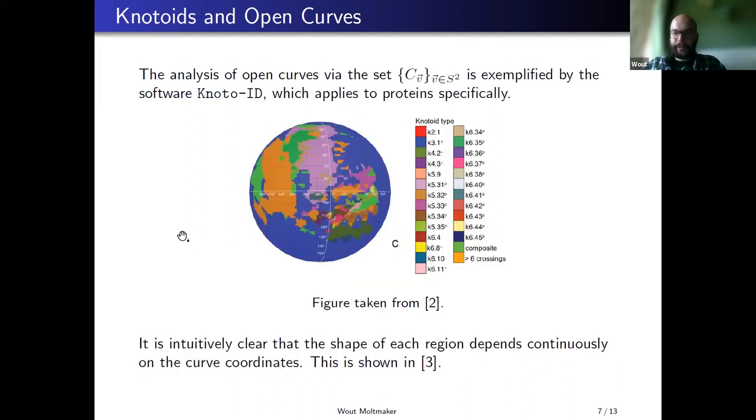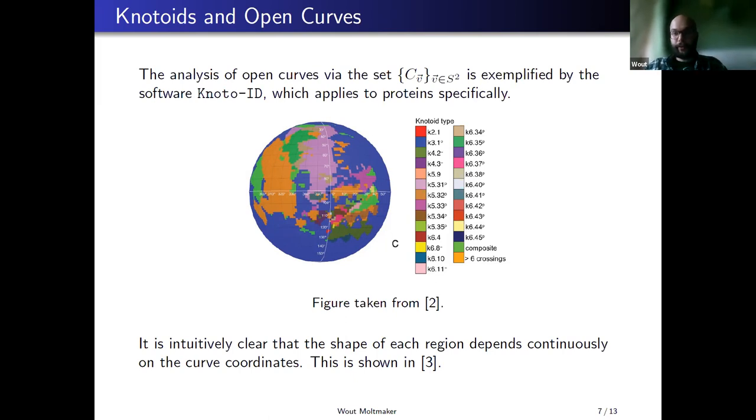Okay, so this idea of using a sphere in this way, to project in all the possible directions, has been used in a software called Knotoid, which is used for studying open curves. And what it does is exactly what we just discussed. You take an open curve, you project it into all sorts of directions, and then you color the sphere by the knotoid you obtain. So any point on the sphere is colored by the knotoid type that the projection in that direction generates. And it's intuitively clear, and has also been shown formally, that if you perturb the curve a little bit, then the shapes of these regions, the borders between different regions, are also going to only change slightly. So this is sort of continuous in that sense.